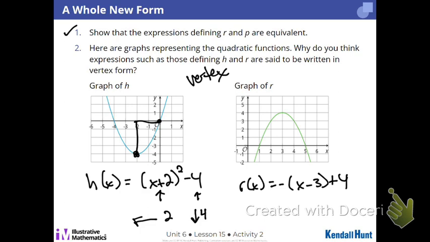Okay, let's test this out. So with that theory, this would tell me to go positive 3, right 3. Let's try that out. And this would tell me to go up 4. Up 4.